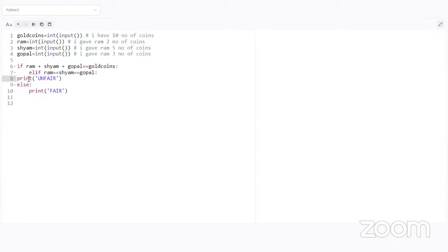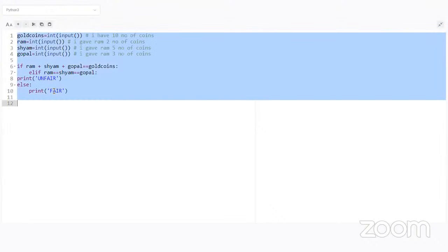Ramakant, can you just copy the code and paste it in the chat box? I will solve it. This code, actually, its first print is outside the if function, so it is always going to print unfair.